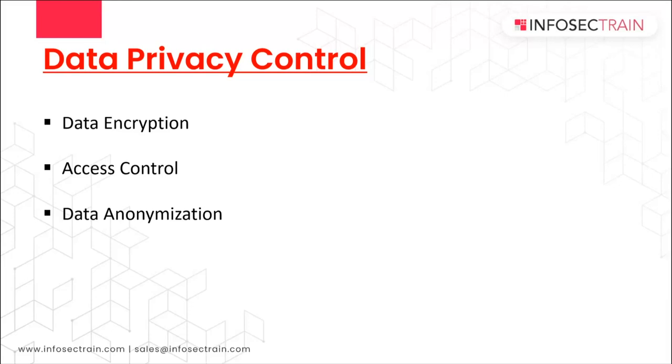Simply, anonymization of personal data involves removing all identifiable information, ensuring that the data cannot be tracked back to the individual. For example, census data. Census data is anonymized before it is released to researchers or the public to protect the privacy of the individuals who provided the information. So census data is a very famous example of data anonymization.